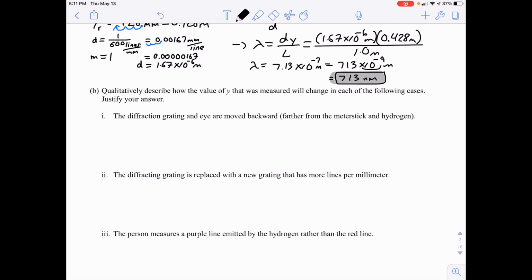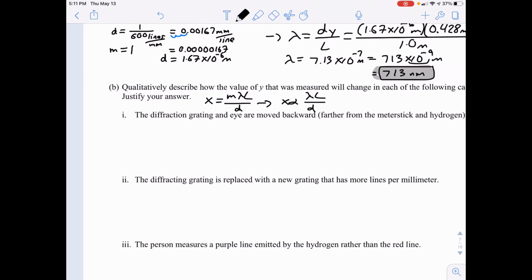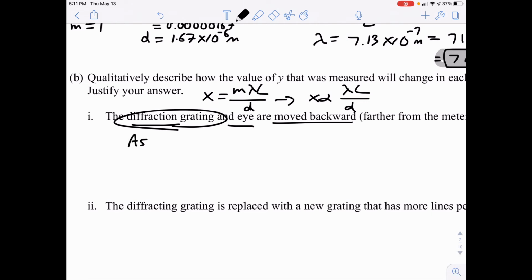Qualitatively describe how the value of y that was measured will change in each of the following cases, and justify your answer. So again, x is equal to m lambda L over d. But really what we're talking about is x is proportional to lambda L over d. So let's look at each case. The diffraction grating is moved backwards. What this means is as L gets larger, x also gets larger. They're directly related.